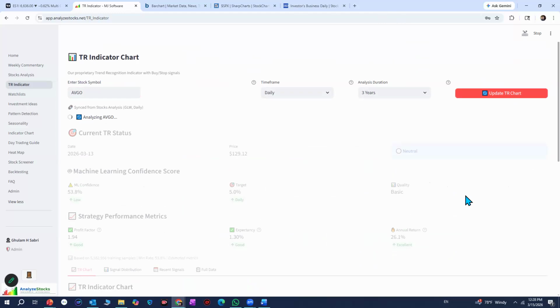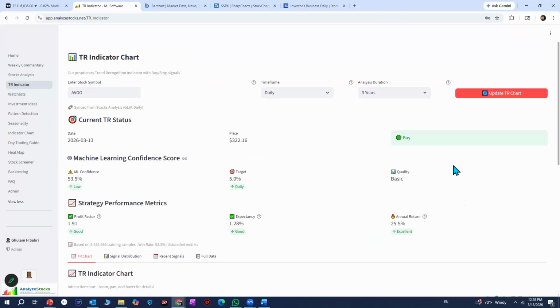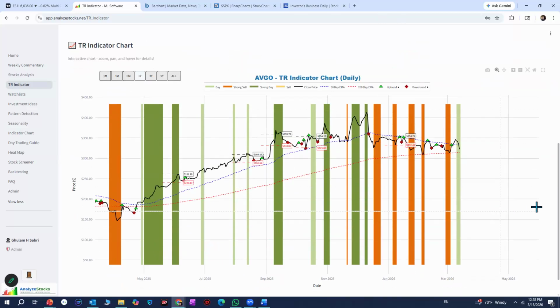we cannot superimpose, but we can have a comparison chart. I will show it to you. So we can compare S&P 500 and a stock chart on one single chart. That's what we can do. I will show it to you if we get time.